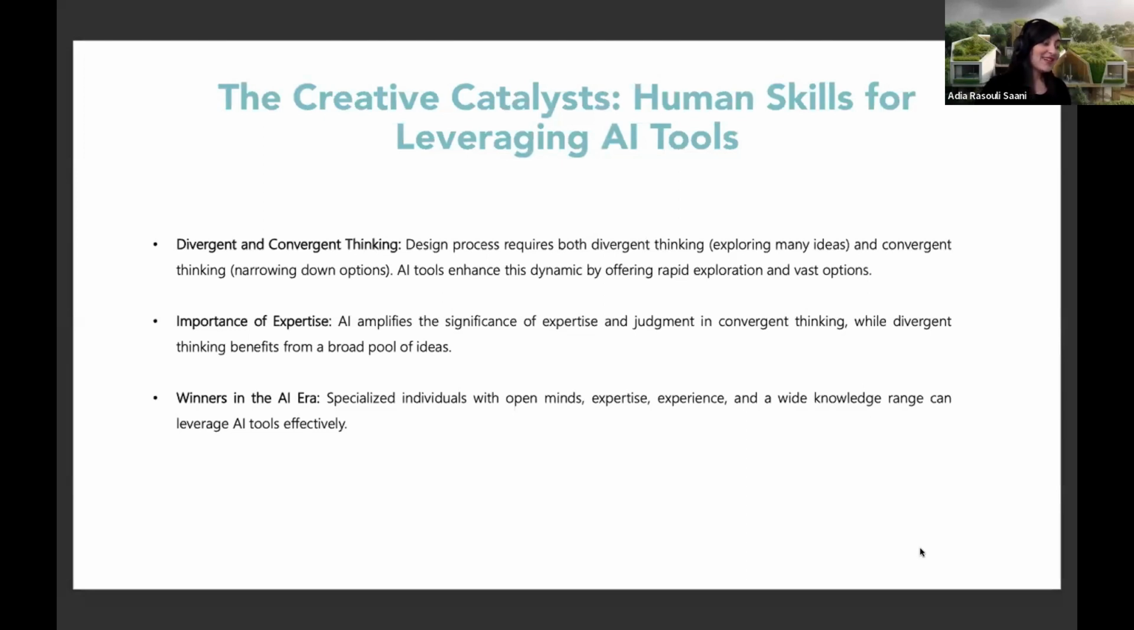These two skills were already important in the design process, but they're even more important now because of this specific opportunity AI provides with exploring various options at a tremendous speed and the sea of possibilities and solutions you need to narrow down from. Convergent thinking requires expertise and judgment, and divergent thinking requires having a large pool of ideas to draw from. That is why I believe the ultimate winners in this era and the ones who can really leverage all these tools have to offer are specialized people with open minds and vivid imaginations.